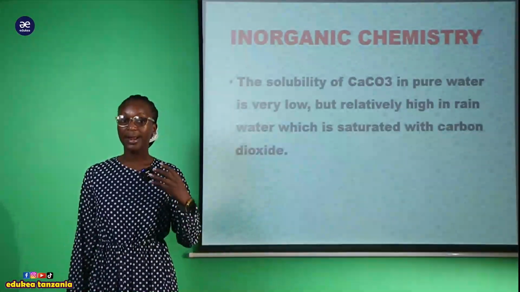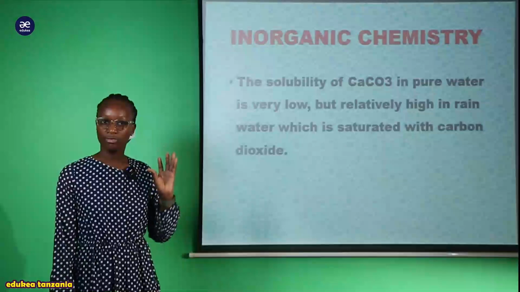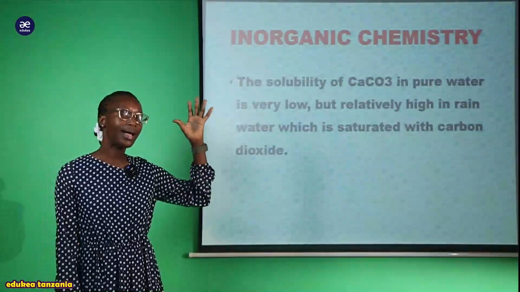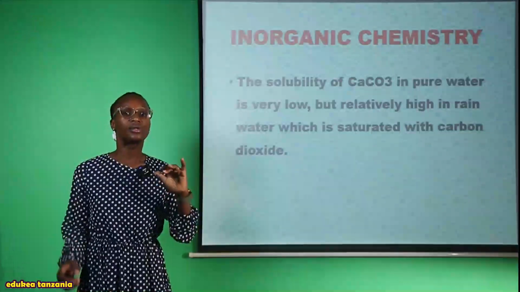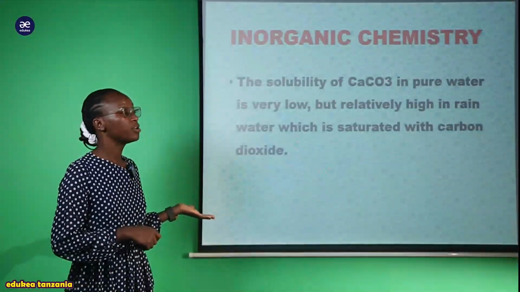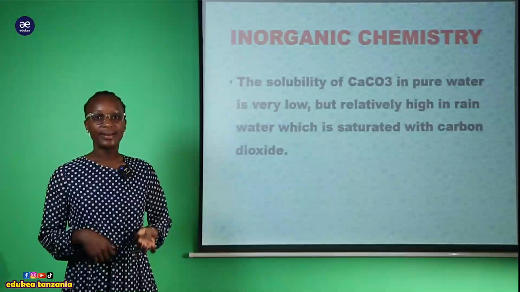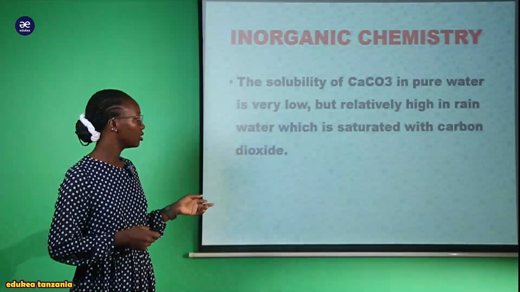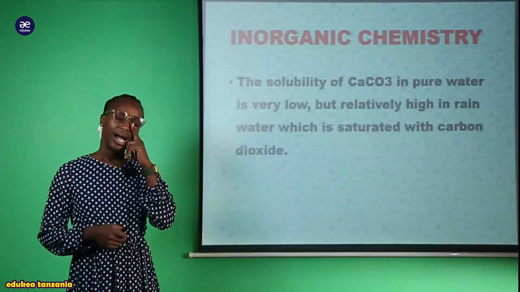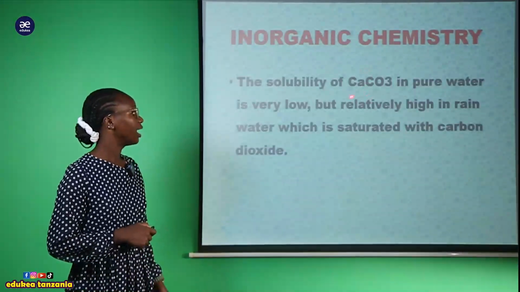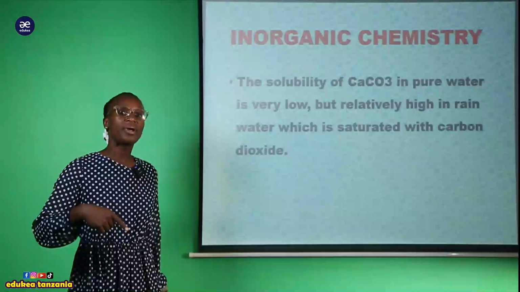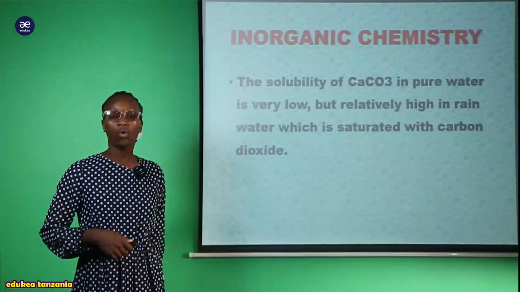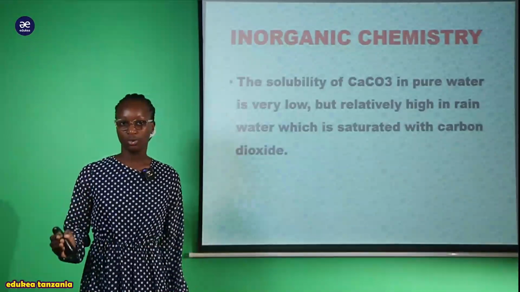Sasa tunapokuja kwenye rainy water, ina maana tunaangalia ile maji ya mvua, ambapo rainy water ni maji direct yanayotoka juu. Sasa ile maji yanakuwa saturated with the what? With this carbon dioxide. Yale maji rainy water inakuwa saturated with the carbon dioxide. So you can see that the reaction of this calcium carbonate, anasema kwamba it is relatively high in rain water. Ina maana kumbe solubility yake ina exceptional.